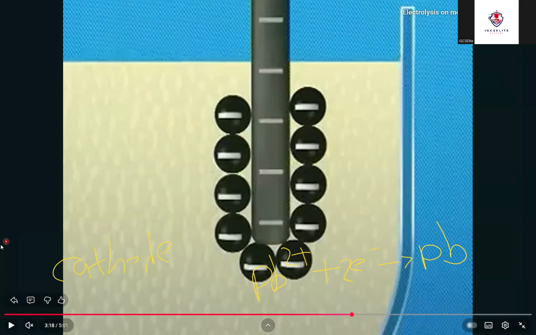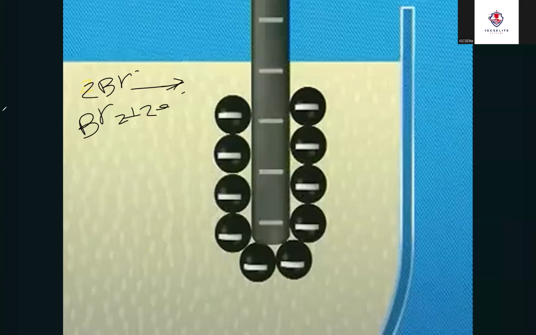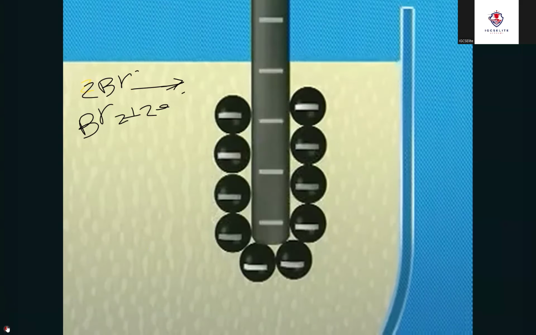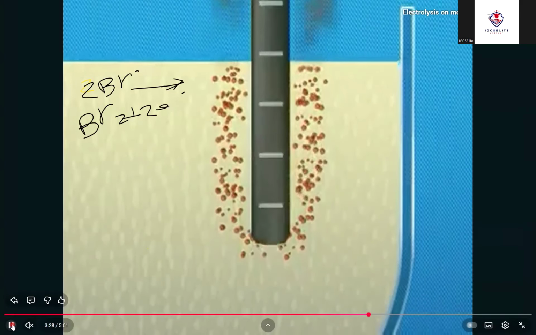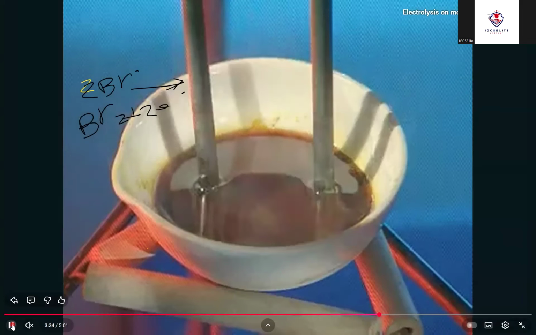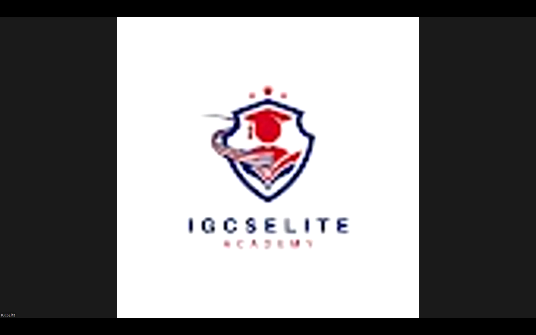Clear? Now, at the anode, what will happen? 2Br- will form Br2 plus 2 electrons, bromine gas. It will lose electrons and form bubbles of bromine gas. Look. This is bromine gas, it will start to appear. So is it clear, electrolysis of molten compound and electrolysis of aqueous solution?